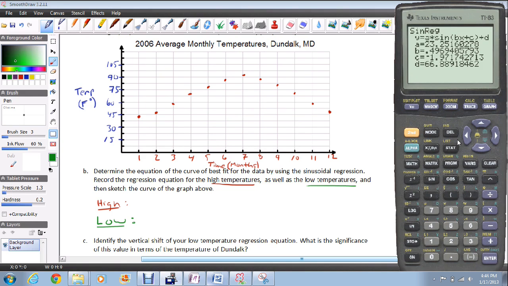Whoops, I did the same thing I did before, I'm sorry. Let's try that one more time. Stat, Calc, SinReg. I think I said it right, but I typed it in wrong, maybe. But anyways, second L1, comma, second L3, not L2. Okay, there we go. So now we have our average low temperature equation.